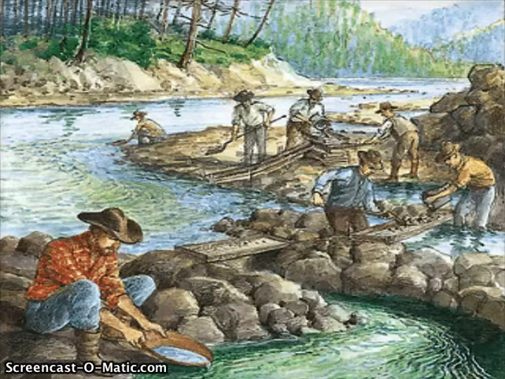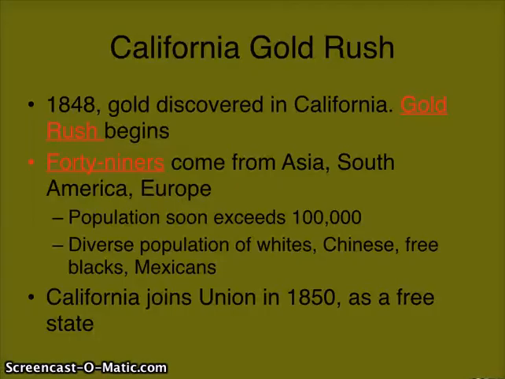This comes to the next thing. We have a huge discovery in California, which we call the gold rush. So here we actually have men sifting through gold in some of these streams. In 1848, someone discovers gold in California. And what this means is it starts a gold rush. That means tons of people are rushing across the country to reach California to try and find gold and strike it rich.